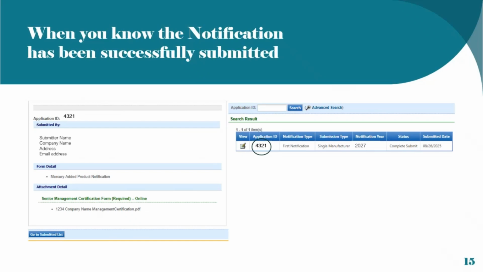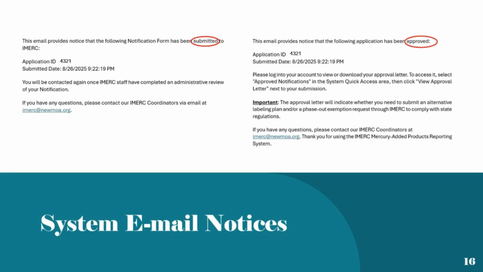In this example, 4321. Remember, the new number that shows up here will be the number that you will look to renew for your next reporting period, say 2030. If you look at your submissions, it will show you the status. Complete Submit is showing that it was successfully submitted and is ready for review, nothing more.